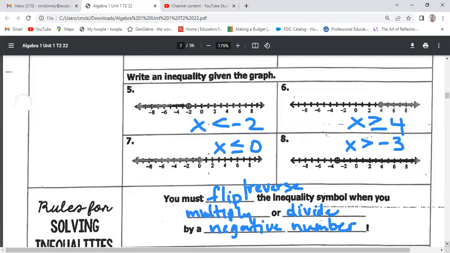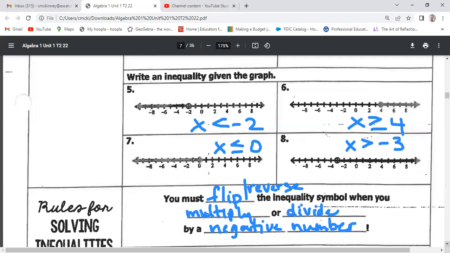If you multiply or divide by a negative, flip the sign. I'll sing a silly song so you don't get it wrong. If you multiply or divide by a negative, flip the sign.